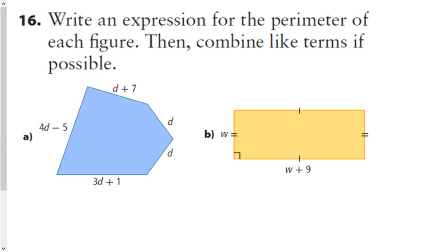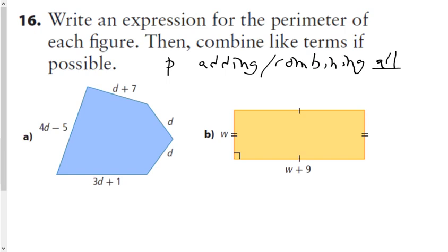Question 16 says write an expression for the perimeter of each figure, then combine like terms if possible. Remember, perimeter is adding all the sides, or combining all sides, adding and combining the length of all sides.